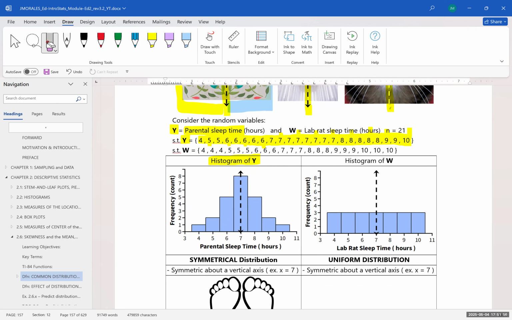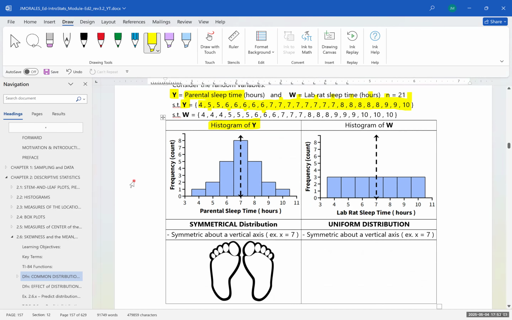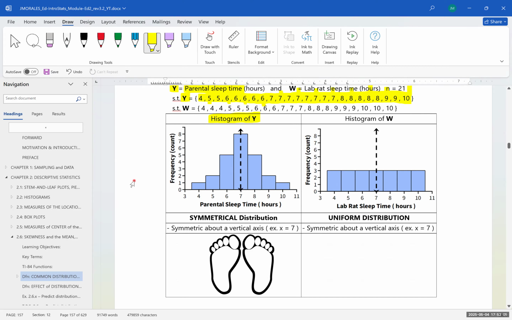So this is an example of a symmetrical distribution, and a way to remember symmetry is to look down at your feet. If you imagine a line going down between your left foot and your right foot, you go from big toe, second toe, third. So your feet are mirror images of each other, just like that.